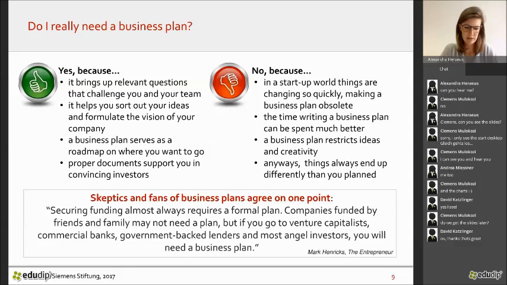I want to use this slide to bring up the most relevant points you hear in the discussion. Let's quickly go through the main arguments of the supporters. They say that the main reason why you should write a business plan is that it brings up relevant questions that you might not have thought about earlier, and that will be helpful for you to discuss with yourself or with your team and come to conclusions that you only get when you go through in detail what you want to do with your business.